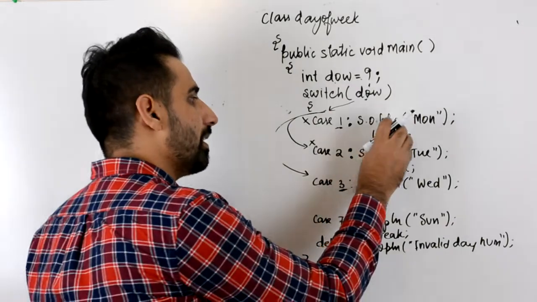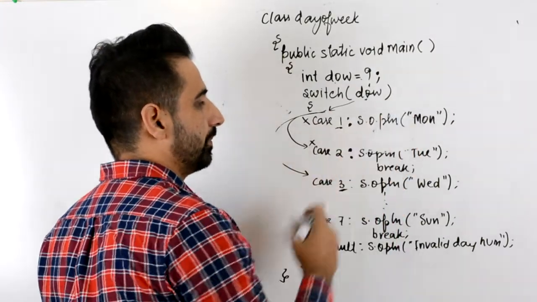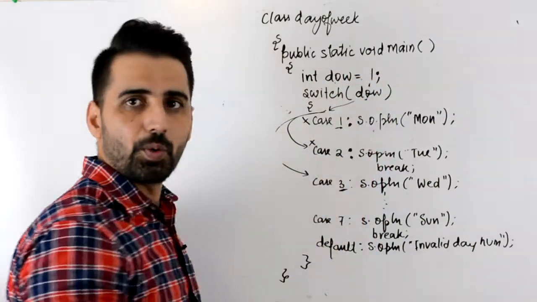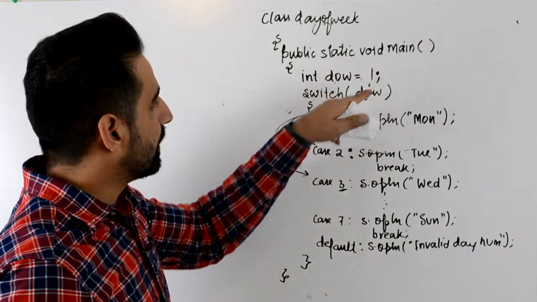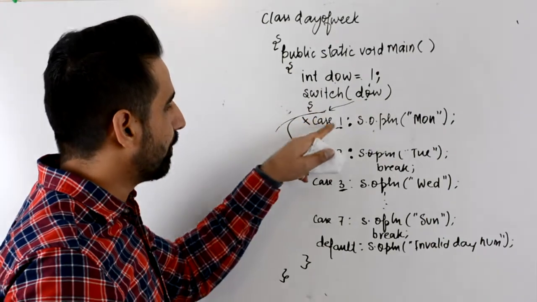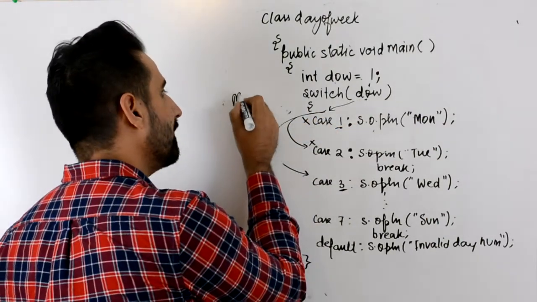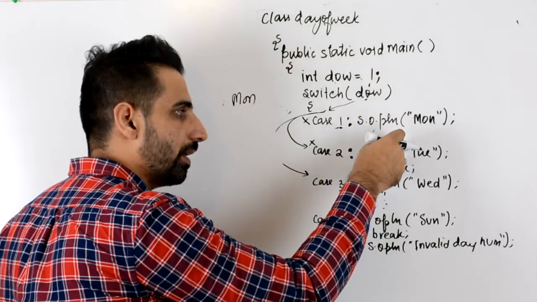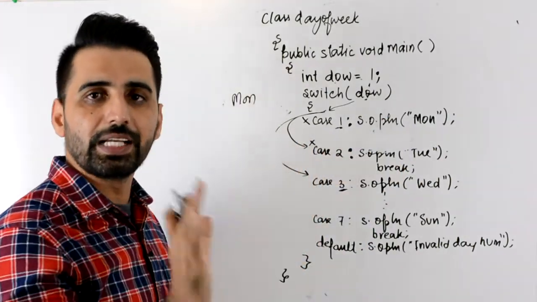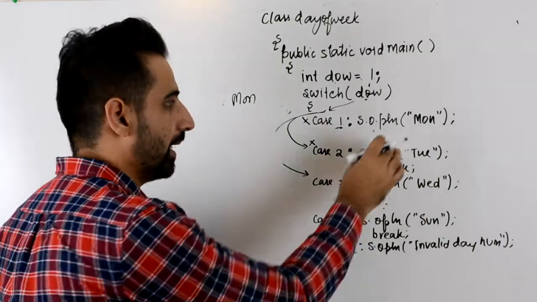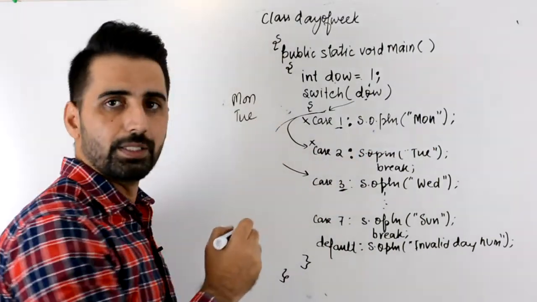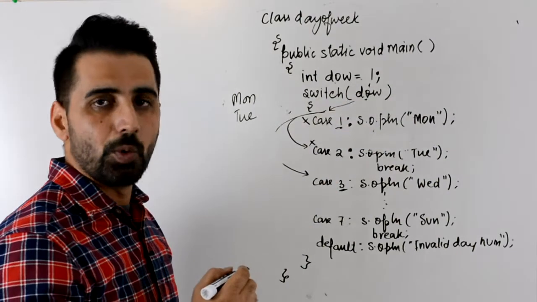Now let's take an example. If I don't put a break over here, and I put a value of DOW equals 1, then this case matches. So what will be the answer? Monday. Okay, after Monday there is no break, so it will come over here. Even if the case value is 2, it doesn't matter, because break is not there. Then it will print Tuesday. Monday and Tuesday, when the value of DOW is 1.